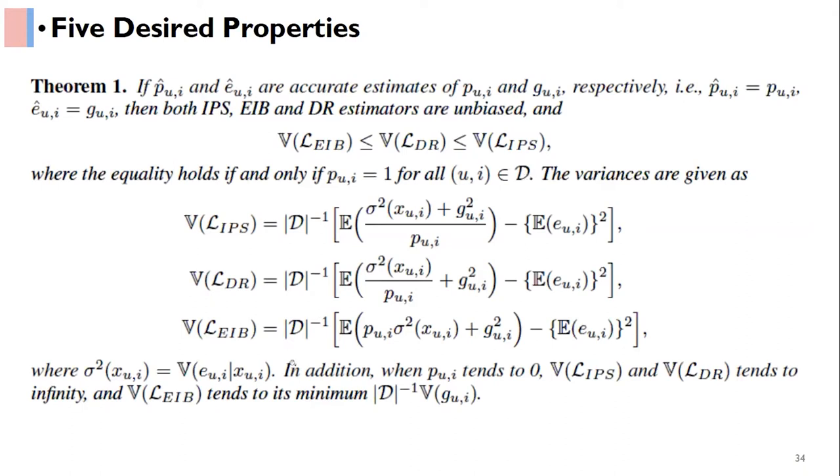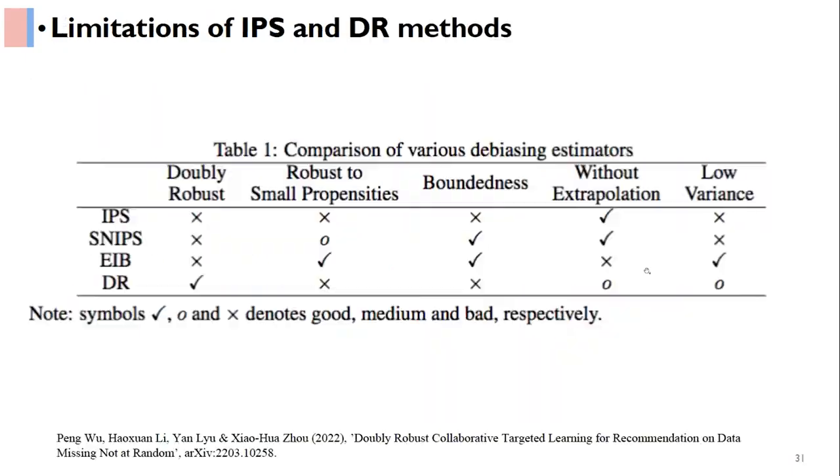It also shows that when the propensity score tends to zero, the variance of IPS and DR tends to infinity, and the EIB tends to its minimal value. Then we have the conclusion of the fifth column. EIB has the smallest variance, and IPS has large variance.